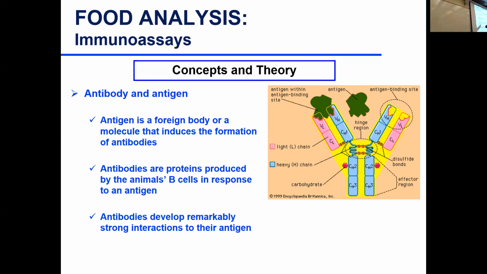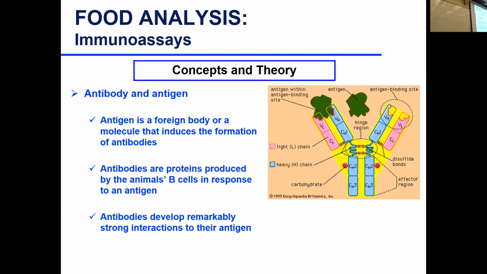Here you see four polypeptides, the heavy chain and the light chain. And here is the binding site. Usually the binding site is as large as about 6 glucose units. And here you have the antigen, and the epitope is where the antigen binds to the binding site. You have 2 binding sites per 1 antibody.